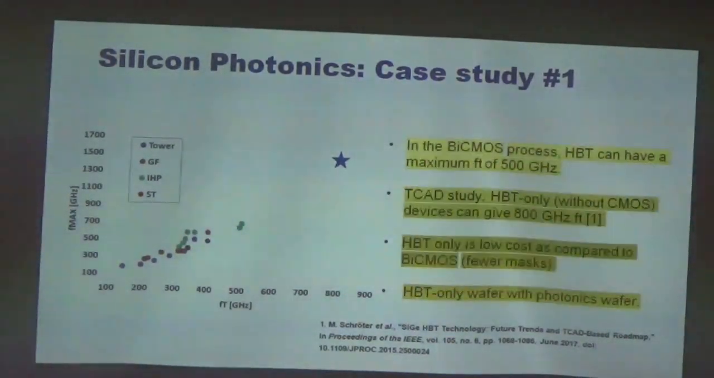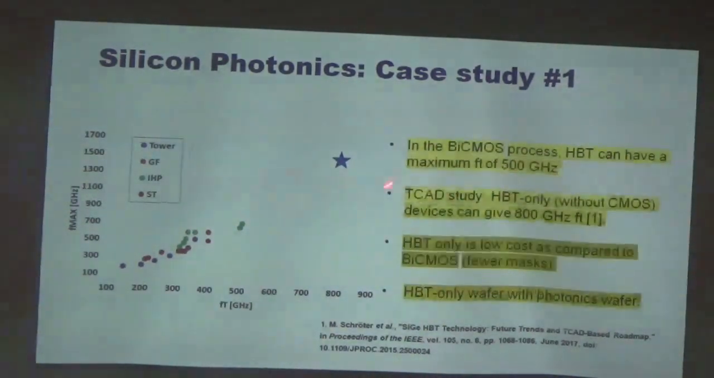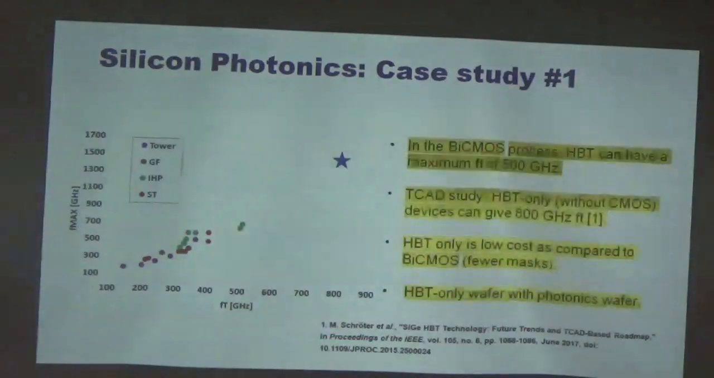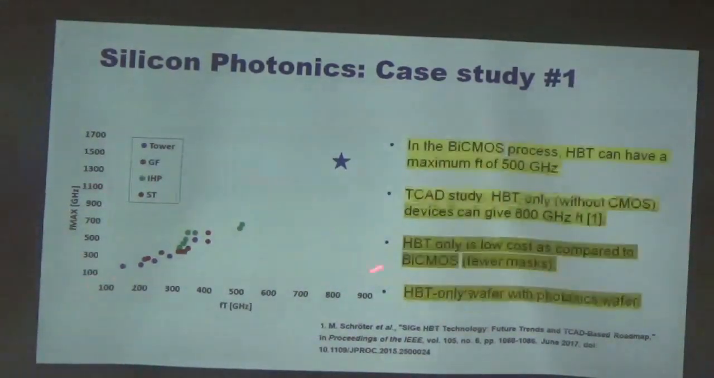But if you fabricate only the HBT device, and don't fabricate the CMOS device, you will get a higher FT max. Because when you make two devices on the same technology, you will compromise the performance of one device. So that is what happened earlier.